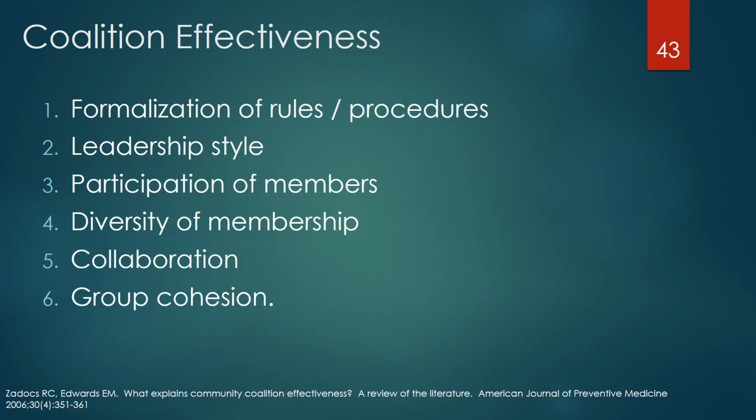Zaycox and Edwards suggested 6 factors that determine coalition effectiveness, including 1. Formalization of rules and procedures. The coalition must establish a mission, strategies, including goals and objectives, the norms and values that define how the group will work together, and tactics. Those rules would include how decisions will be made and the rules of engagement or coalition ground rules.